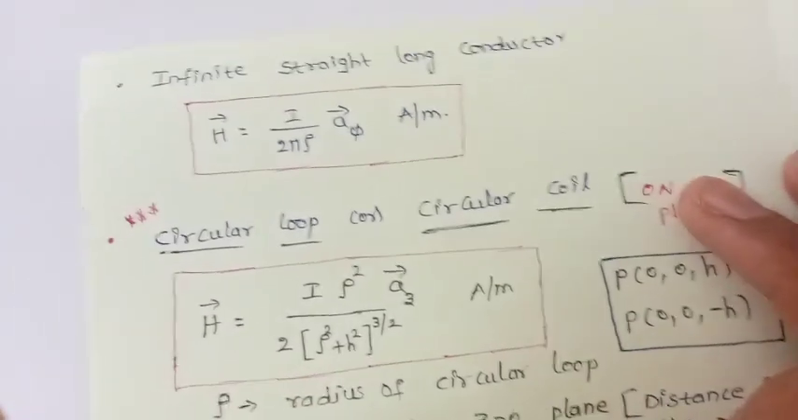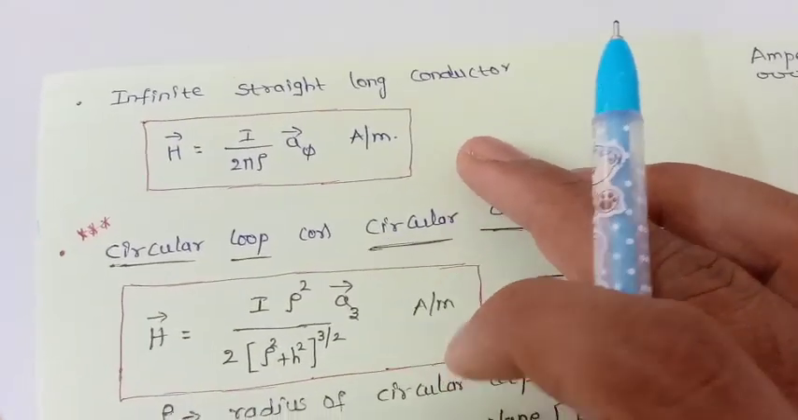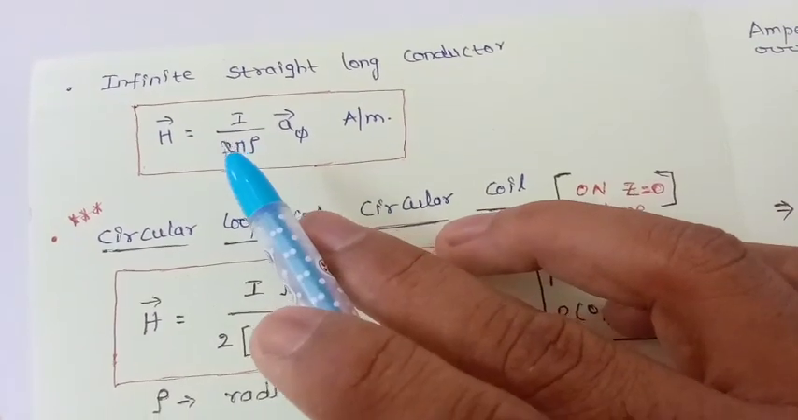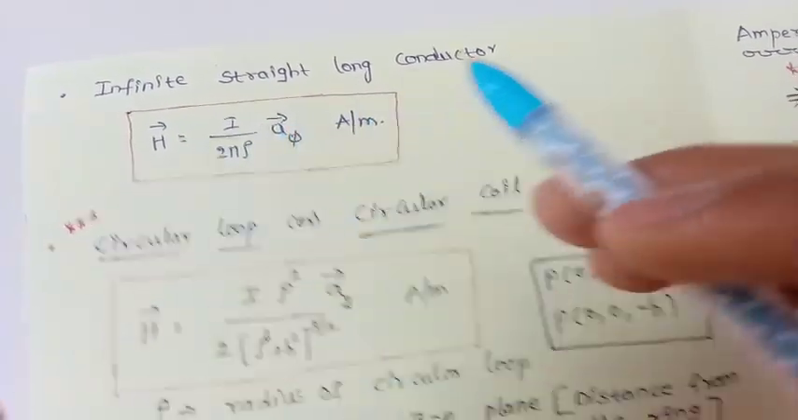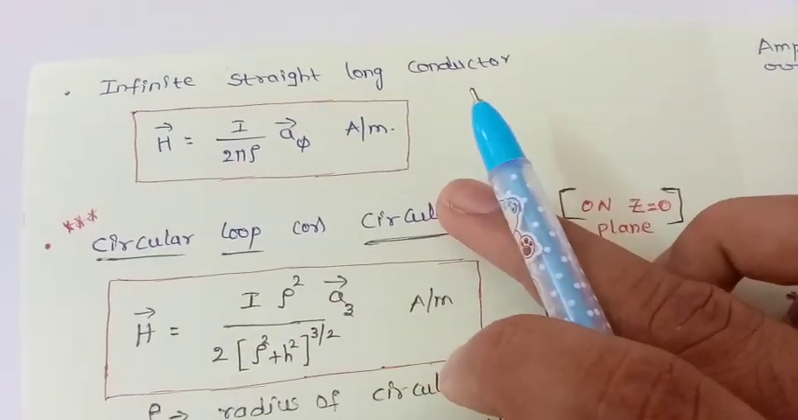Now coming back to the infinite straight long conductor, then H vector is equal to I upon 2 pi rho unit vector along phi direction ampere per meter.